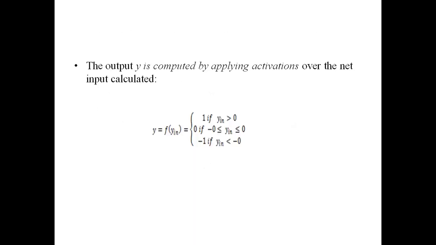Why is the output of y equal to -1? As per the activation function, we know y is equal to -1 when y in is less than -0. Here the value of y in is equal to -1, and -1 means it is less than -0. Therefore y is equal to -1.